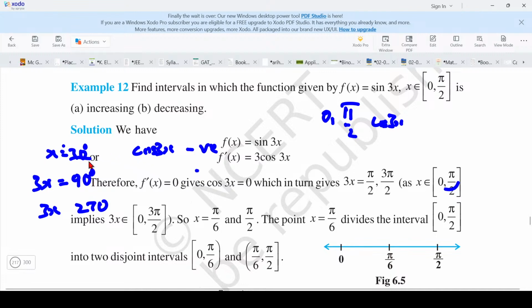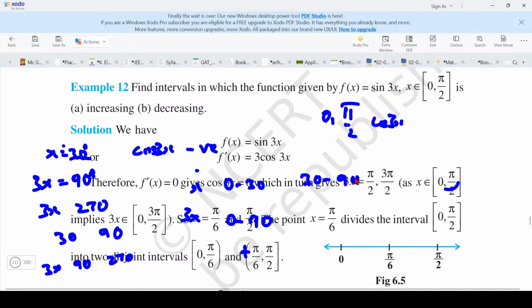Between x equals 30 and 90, 3x will be 90 to 270. That is always negative, right? And if x is between 0 to 30, 3x will be between 0 to 90. At this point, cos 3x is actually positive. When x is between 30 to 90, 3x will be between 90 to 270, and this will be negative.